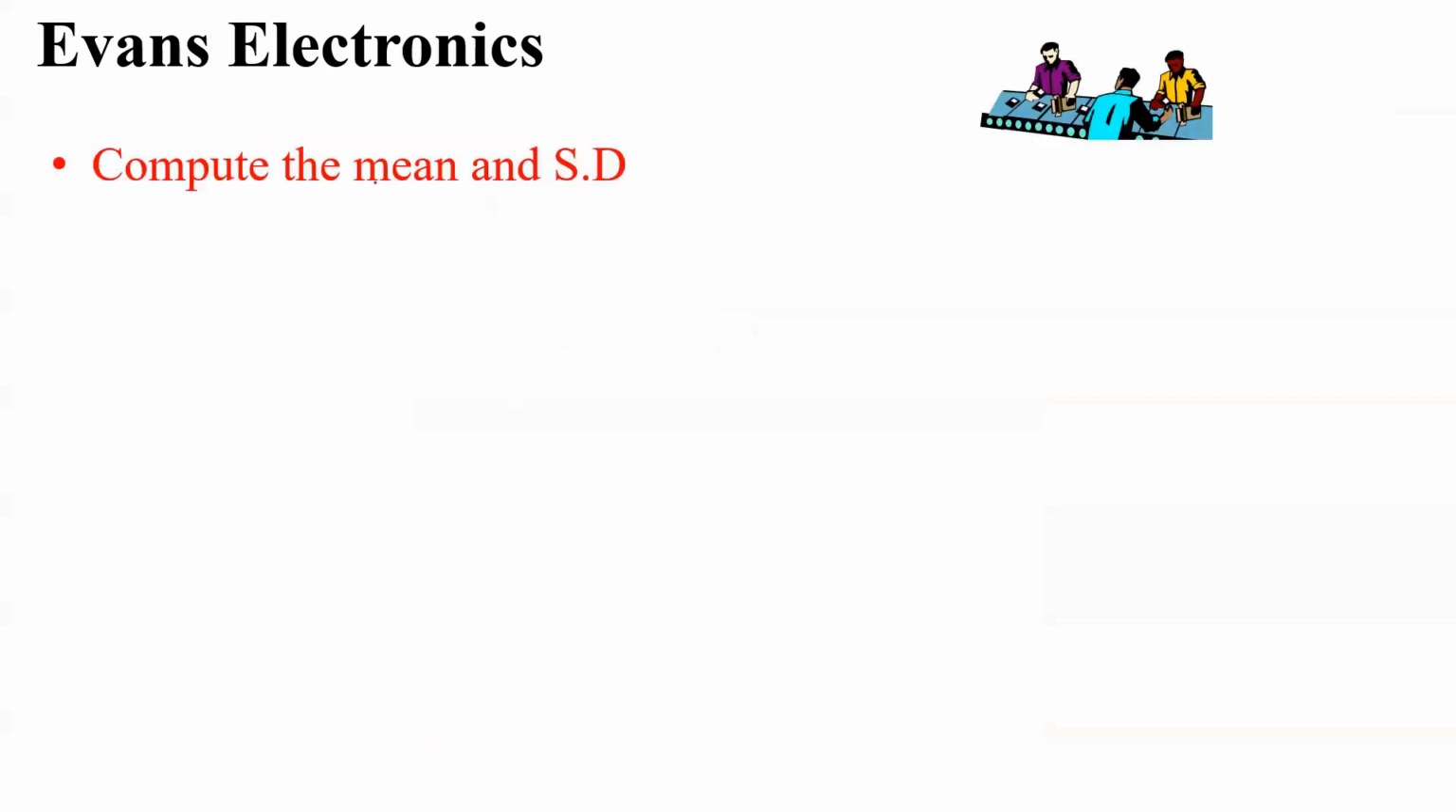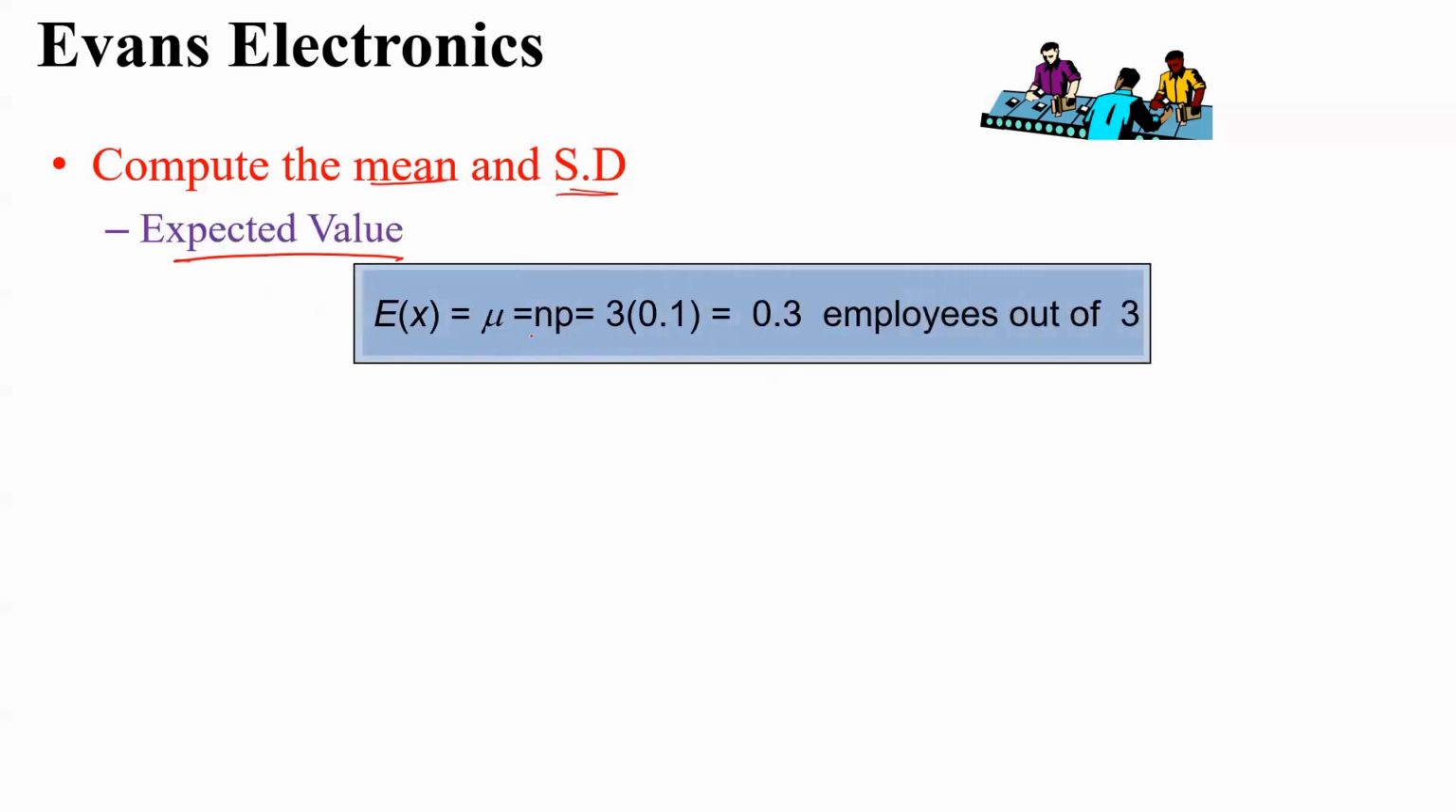Further, you're going to compute the mean and standard deviation. It's very simple. As we know, the expected mean is n multiplied by p. The number of people we're choosing is 3, multiplied by the 10% turnover, 0.1. So we can say it's 0.3 employees out of 3. This is the expected mean value.